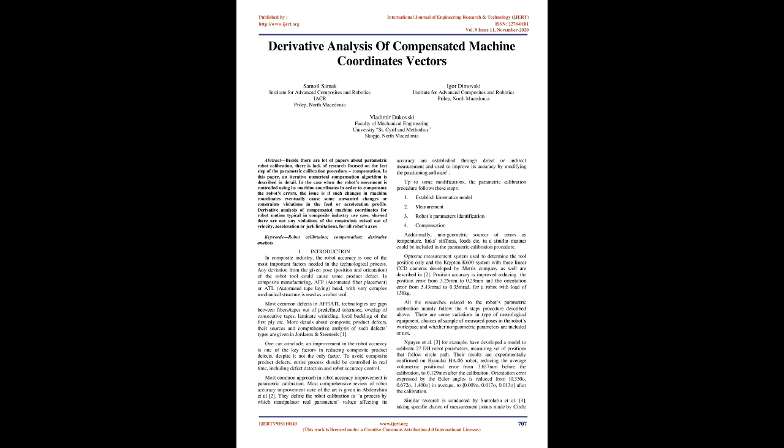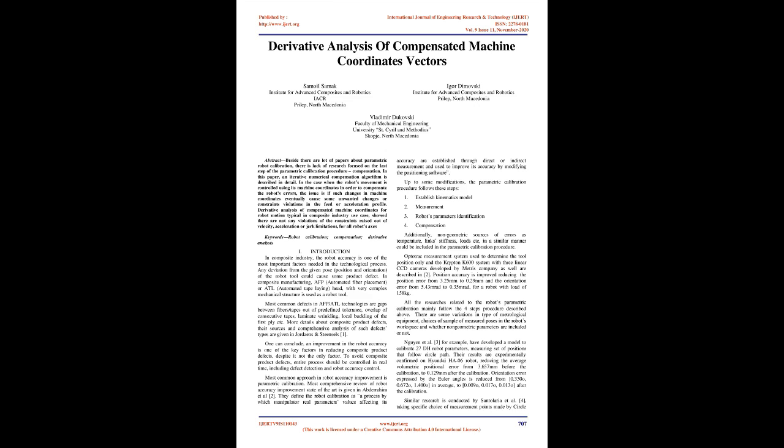More details about composite product defects, their sources, and a comprehensive analysis of such defect types are given in Jordaens and Steenkiste [1]. One can conclude that an improvement in the robot accuracy is one of the key factors in reducing composite product defects, despite it not being the only factor. To avoid composite product defects, the entire process should be controlled in real time, including defect detection and robot accuracy control. The most common approach in robot accuracy improvement is parametric calibration.